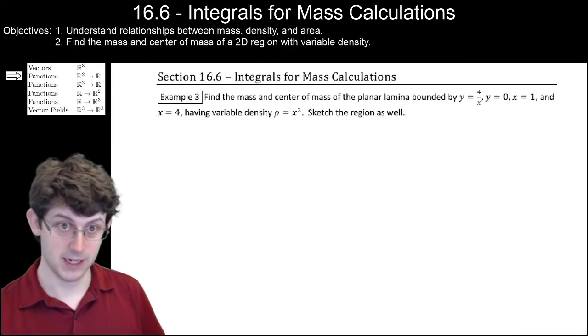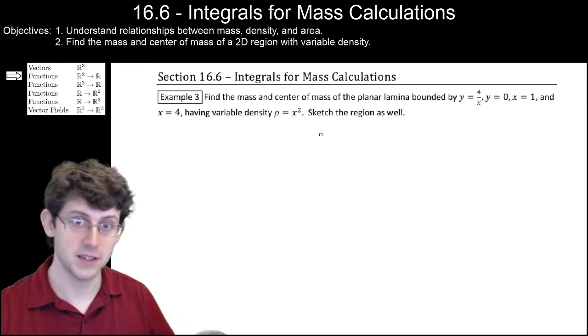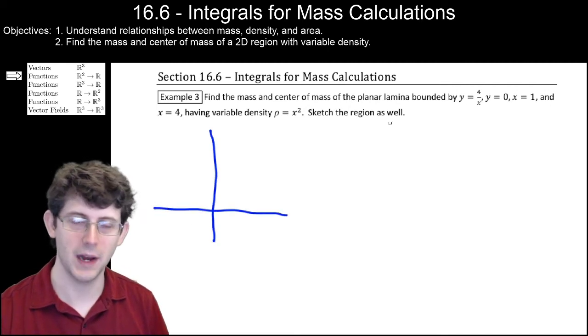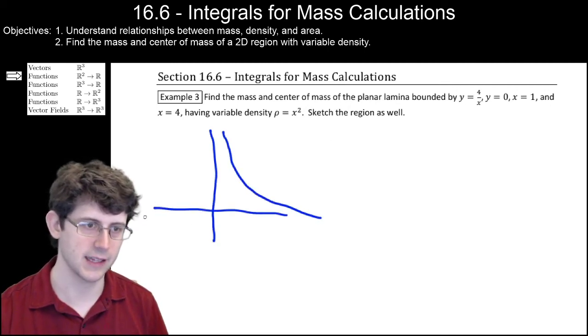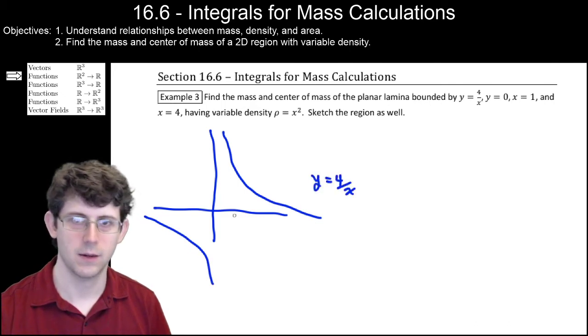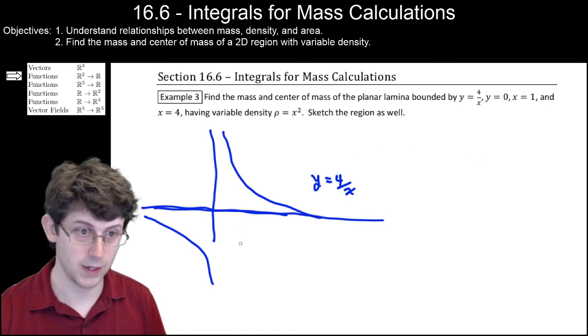Okay, great. So here's a specific lamina, a 2D shape. We're looking in the xy plane. Y equals 4 over x looks like this. Y equals 0 is the x-axis, and x equals 1 is here.